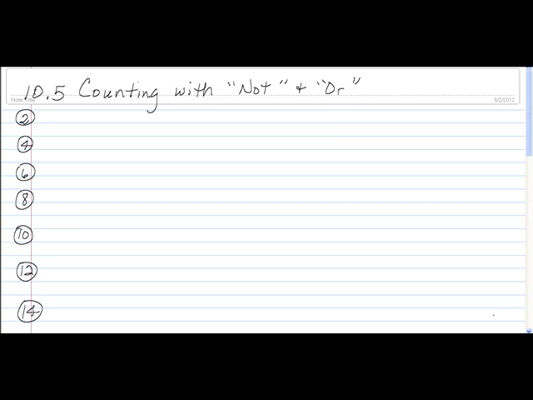Let's take a look at some sample problems for section 10.5, which deals with counting problems involving not and or. And we'll start with number 2. It says, how many proper subsets are there of each set?